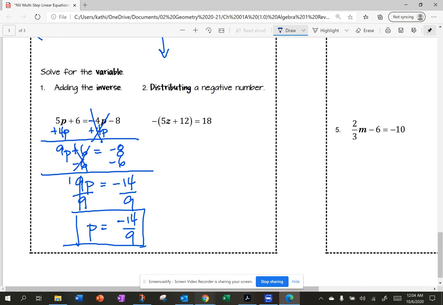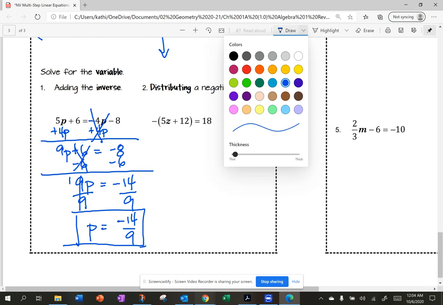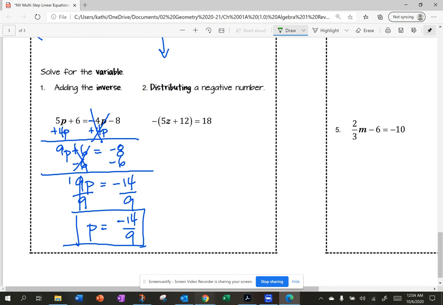Okay, next example, distributing a negative number. So I have really a negative 1 here, so I want to distribute negative 1 on both terms inside the parentheses. So I just change the sign. So this becomes minus 5z minus 12 equals 18.